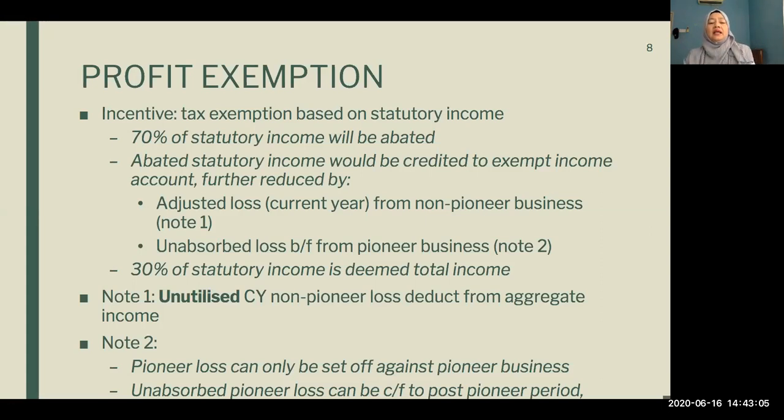And then that 70% will also be reduced by unabsorbed loss brought forward from pioneer business. What is note number 1? Unutilized current year non-pioneer loss is deducted from aggregate income. And note number 2 says that pioneer loss can only be set off against pioneer business. Unabsorbed pioneer loss can be carried forward to the post-pioneer period.